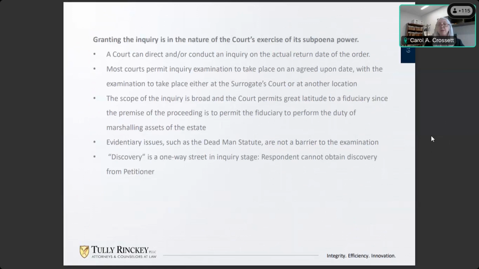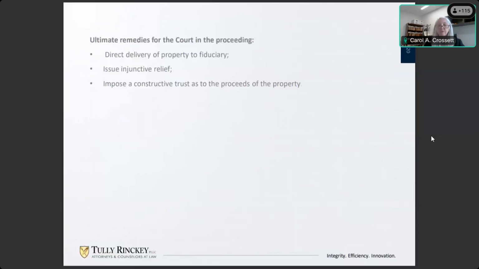But the ultimate remedies can be several. One of them can be the direct delivery of property to the fiduciary. The other remedy is just really obtaining information to know who has that property in their possession and control and why, to maybe seek a further turnover proceeding against them, or to contact them related to this, and to gather facts. The other one is sometimes injunctive relief, and we're running out of time, so I don't have time to discuss those. And imposing a constructive trust as to the proceeds of any property if they are sold, or if the proceeds are held.